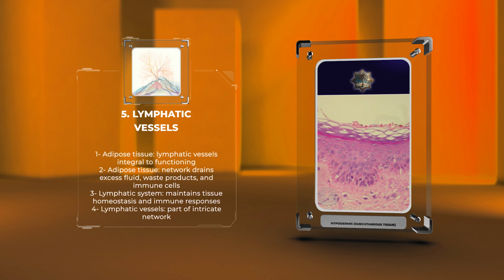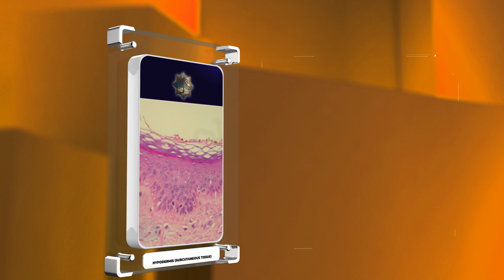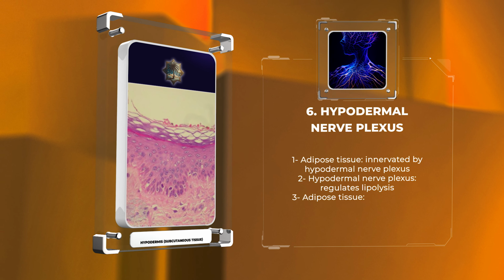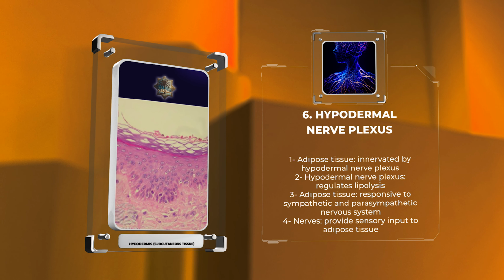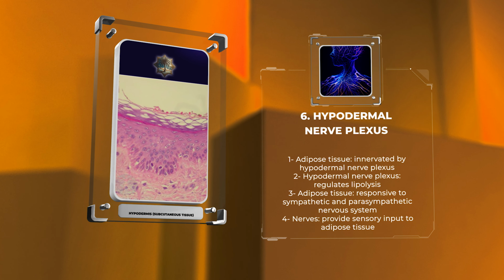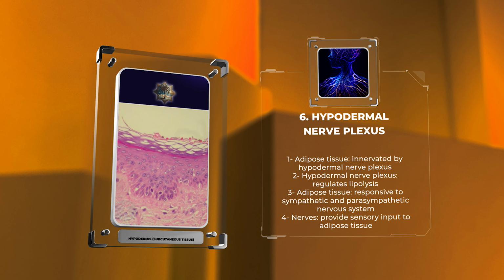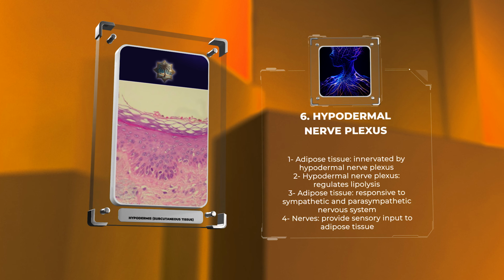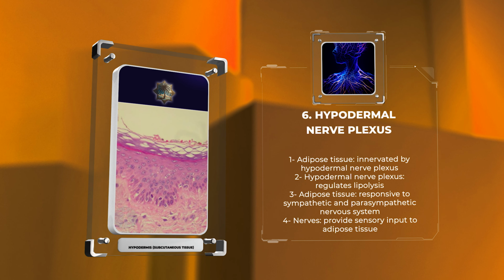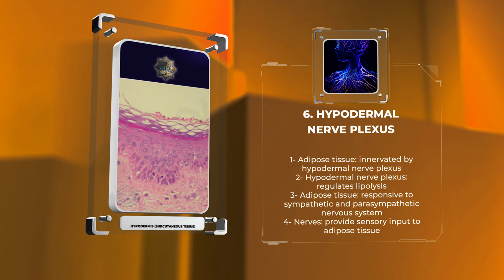Adipose tissue is innervated by a dense network of nerves known as the hypodermal nerve plexus. These nerves provide sensory input and regulate various aspects of adipose tissue function, including lipolysis, the breakdown of stored triglycerides. Adipose tissue is responsive to both sympathetic and parasympathetic nervous system signaling, which influences its metabolic activity.